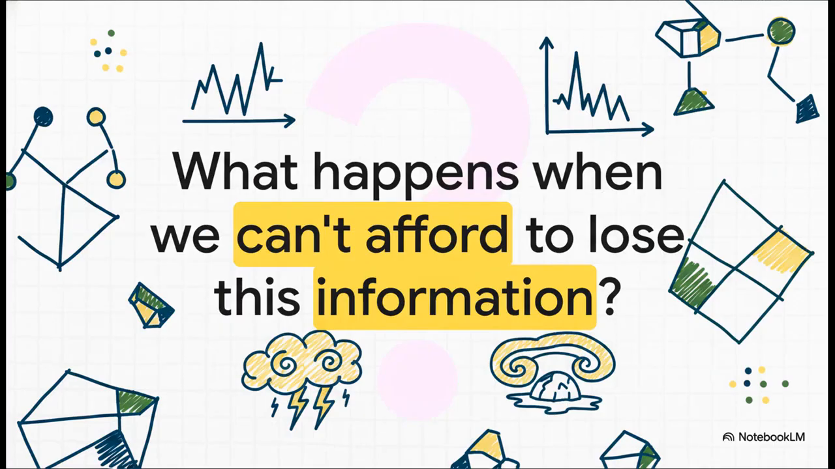Which leaves us with one last critical question. In a world full of stock market crashes, climate change, and complex systems, where the extreme events and hidden structures are the things that matter most, what happens when we can't afford to throw that information away? What do we do when we have to face the messy, non-Gaussian truth of the world?